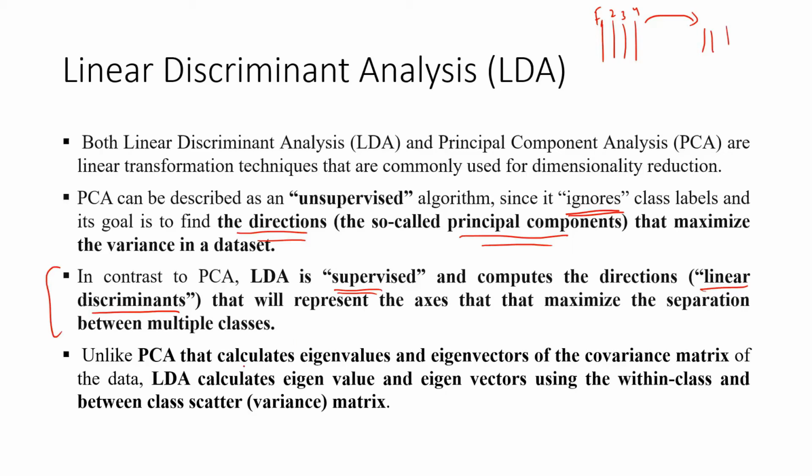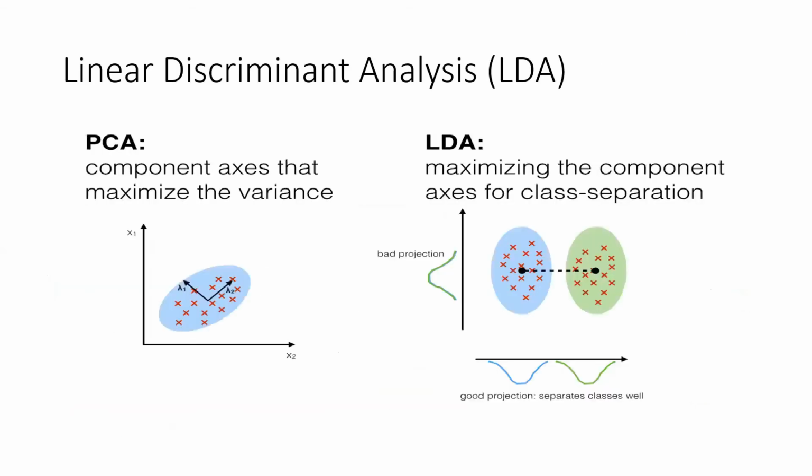PCA calculates eigenvalues and eigenvectors of the covariance matrix, but LDA gets these two values for within the class and between the classes. So these two things are very important: within class and between two classes. These two will be discussed in detail, and how these two are different. Now let's see this first.